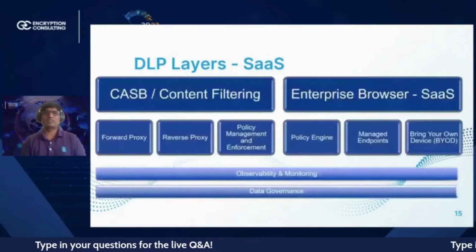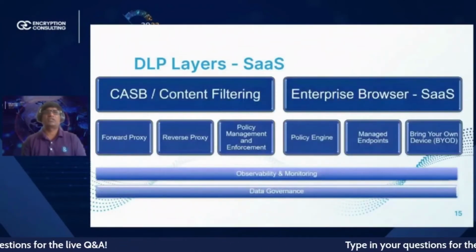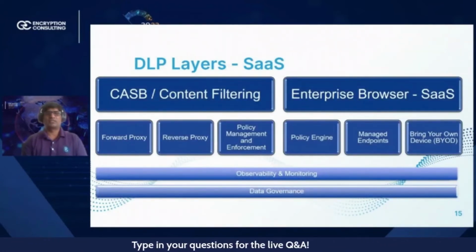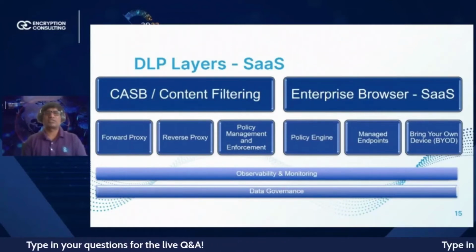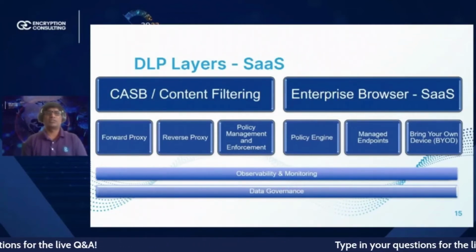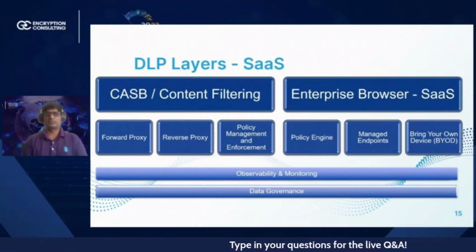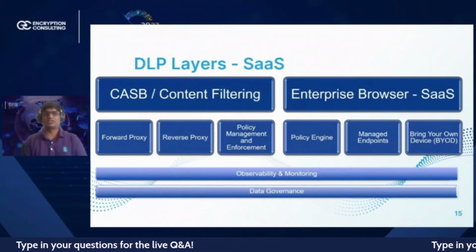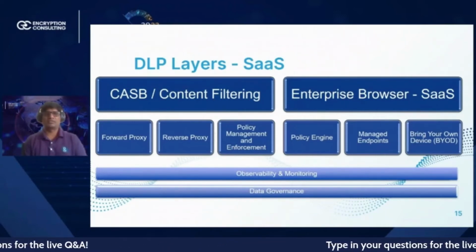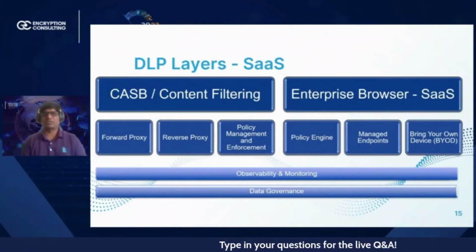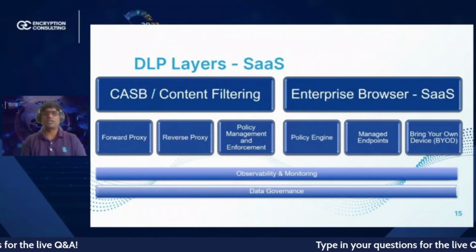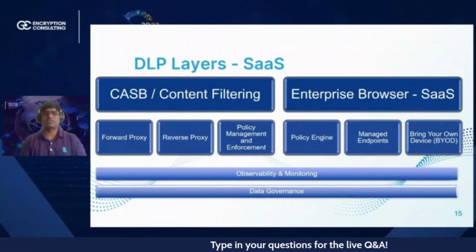And when it comes to SaaS, CASB and content filtering play a major role in terms of how the apps are accessed, whether you are accessing a sanctioned app or an unsanctioned app, and implementing DLP from an access perspective. And also the enterprise browser is a new concept that's been coming up in the last couple of months, maybe 2 quarters. We have been hearing about the enterprise browser, where it would have a policy engine, and it helps enforce certain policies in terms of blocking or taking a risk-based decision when it comes to the data.